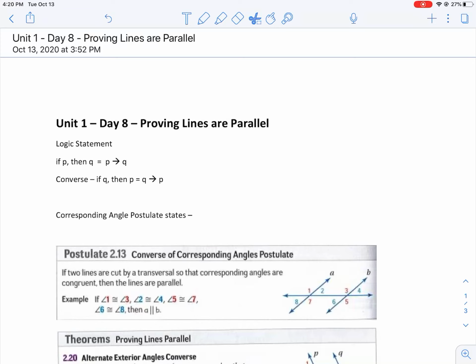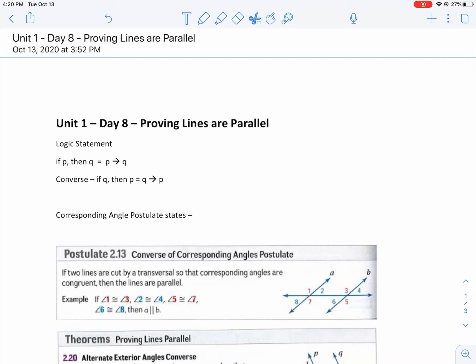Hello everybody, this is proving lines are parallel. All right, so in the last lesson, we started with, okay, if two lines are parallel, then you're given these special angle relationships.